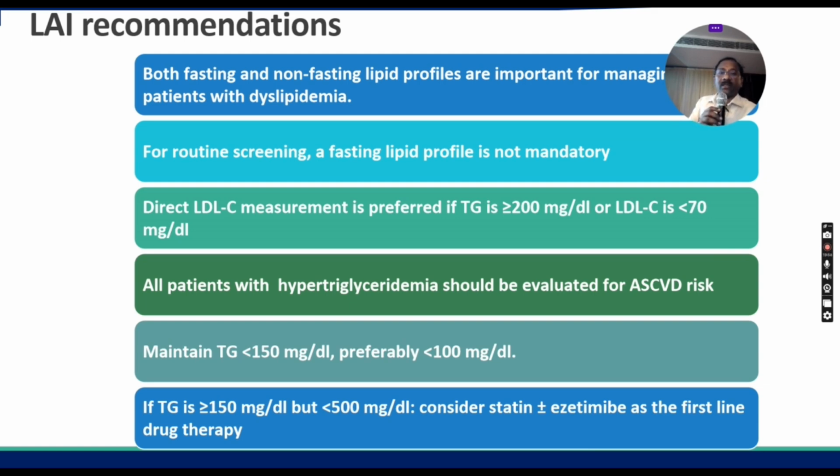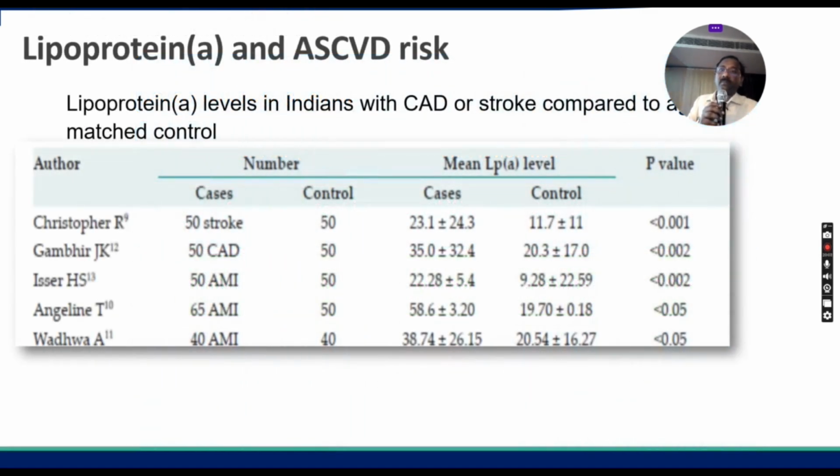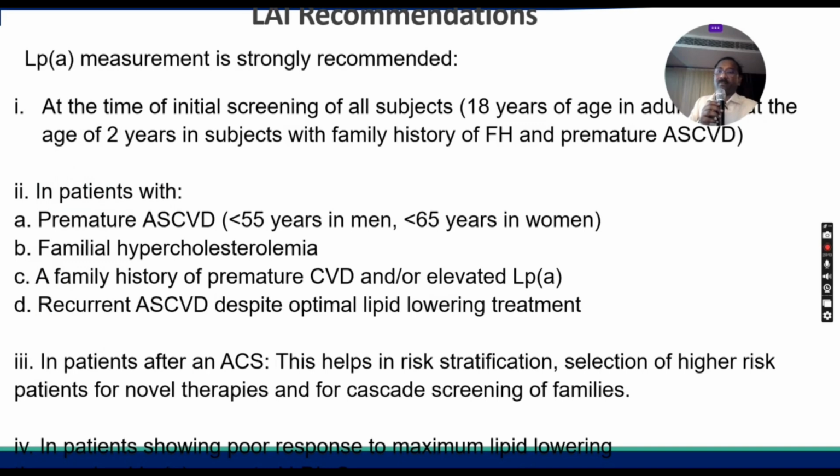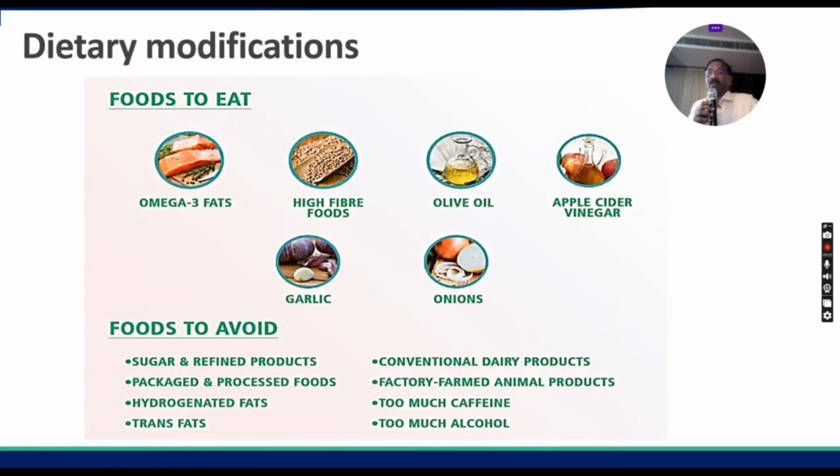See, all patients with hypertriglyceridemia should be evaluated for atherosclerotic cardiovascular risk and maintain the triglycerides less than 150, preferably less than 100. As I told you, lipoprotein A more than 50 is always dangerous. Even more than 20 is also a higher risk for atherosclerotic cardiovascular disease. See here, for recurrent atherosclerotic cardiovascular disease despite optimal lipid lowering treatment, you have to order lipoprotein(a) measurements.